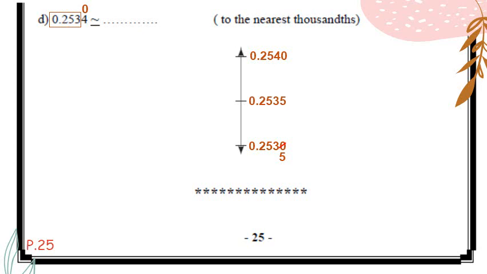So the midpoint is 0.2535. Now search where is the original number. The original number is located down to the midpoint. So that means my answer is the smaller number, which is 0.253.